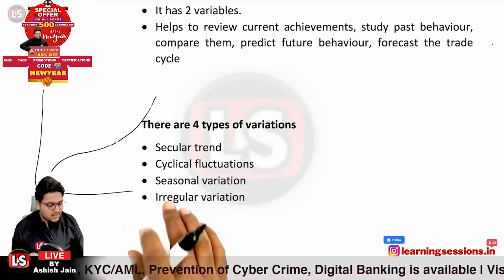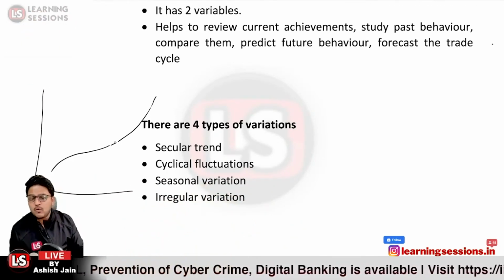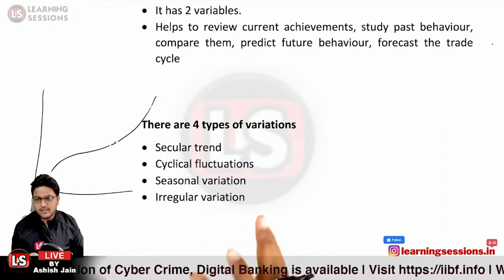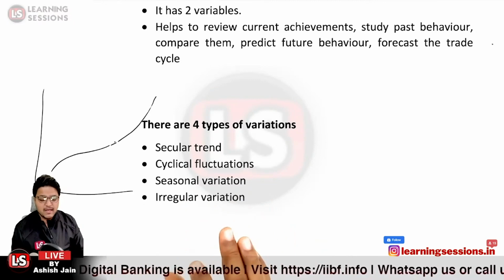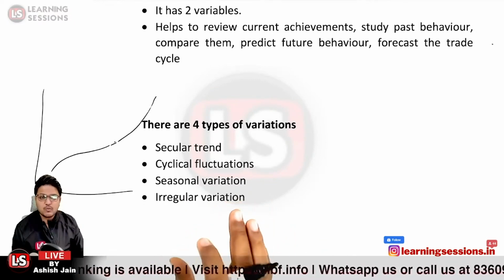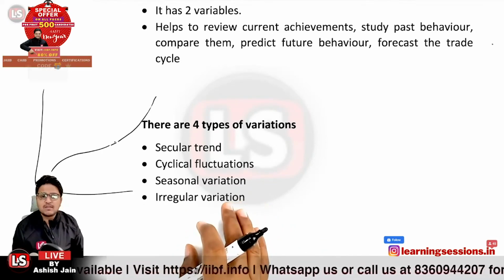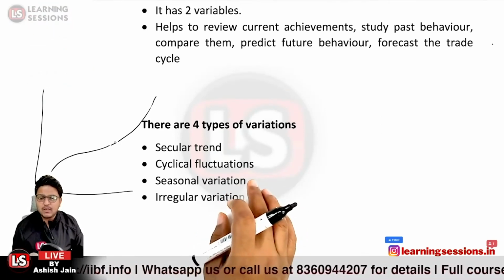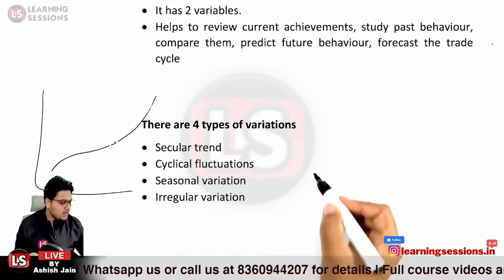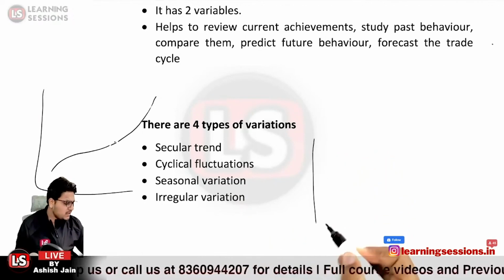And further, it is conveying how it behaves over a longer time horizon. We are basically considering a longer time horizon, and that is said to be a secular trend. And what do you mean by cyclical fluctuations? Cyclical fluctuations are basically related to the trade cycle fluctuations. Okay, we learned the business cycle.